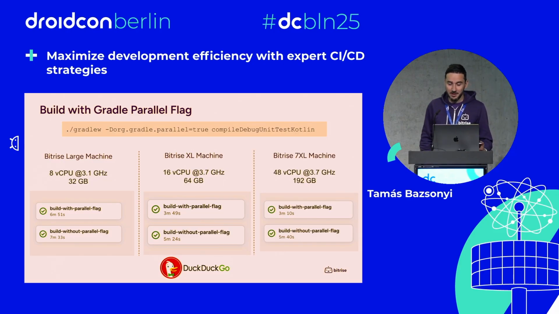And just for fun, let's look at an even stronger machine. We can see that even though we quite heavily increased the CPU count and the RAM as well, the performance didn't improve that much. And if we look at execution without the parallel flag, that even got basically longer.